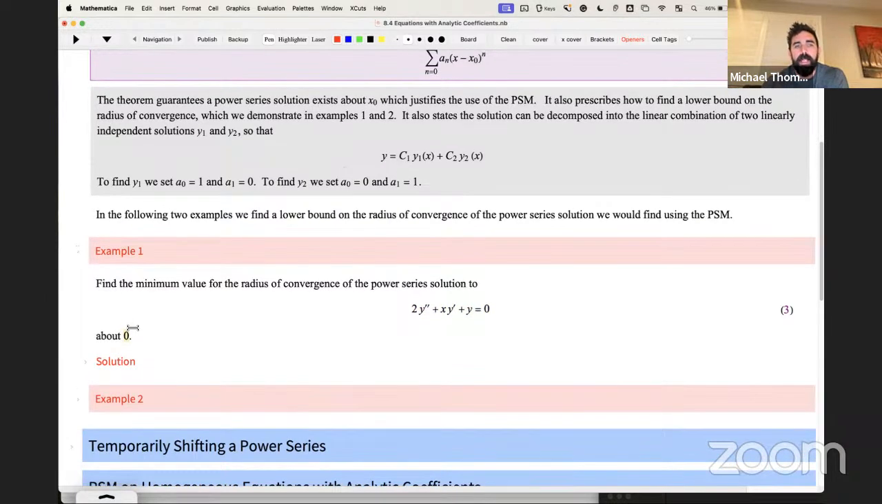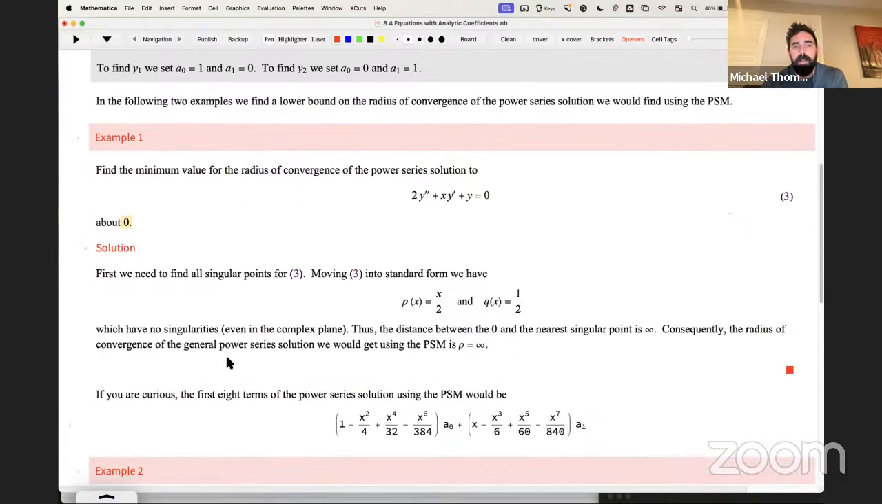So the theorem basically says that all we have to do is find the distance from 0 to the nearest singular point for this guy, and that's going to be our radius. So what we should do is find all the singular points. We know how to do that. You move the equation into standard form and identify your P of x and Q of x. So hopefully you can do that. Just divide the equation through by 2. And you'll notice that these guys are defined everywhere. So there's no singularities.